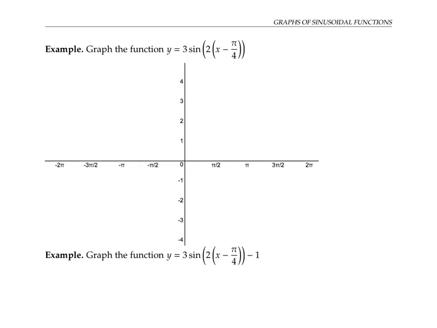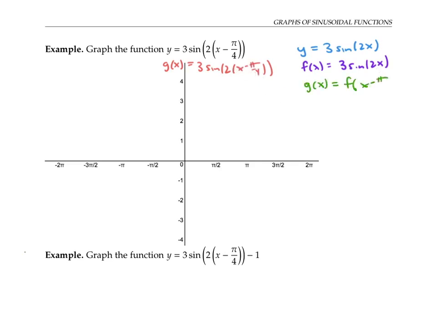This function is very closely related to the first function we graphed on the previous page. That was y = 3 sin(2x). In fact, if we give the name f(x) to that function, and call this other function g(x), then we can get g(x) by taking f(x) and plugging in x - pi/4 for x. In other words, g(x) is f(x - pi/4). This relationship gives me an idea for graphing g(x), the function we want to graph.